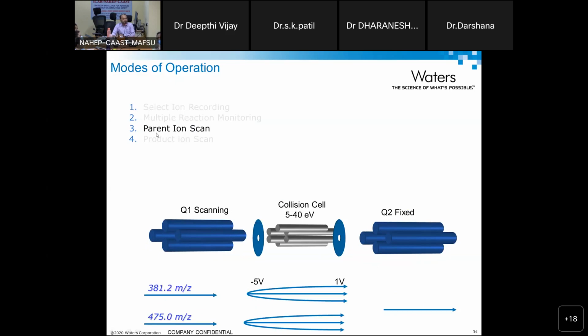Next is scanning mode, which can be used for qualitative analysis. In parent ion scan, suppose you want to find out the parent mass of a particular compound. In that case, Q1, the first quadrupole, is kept in scanning mode and the second quadrupole is kept in fixed mode. Okay, so the first quadrupole will scan all the masses within the given range, and then the particular mass which you are trying to identify will move through from the second quadrupole.